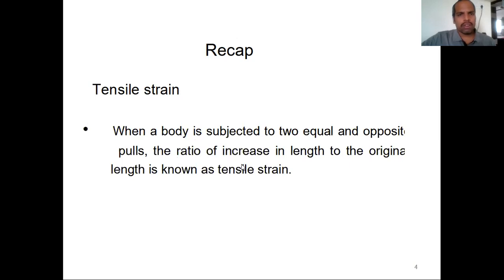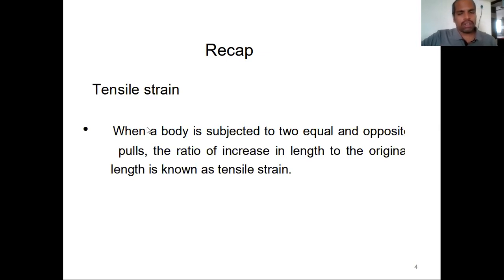Similarly, if the member is subjected to compression, meaning the load is along the length of the member and is trying to push the member, a compressive force acts and there will be a decrease in length along its length direction. We are talking about only linear strain here, not the lateral strains. The tensile strain and compressive strain we have discussed are linear strains along the length, which is why we use the terms original length and increase in length.